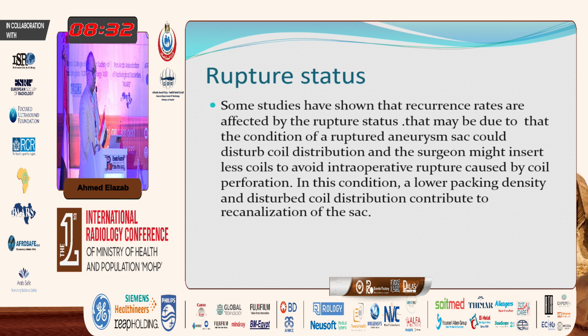First, the rupture status. Some studies show that the recurrence rate is affected by the rupture status. This may be because the ruptured aneurysm sac could have disturbed coil distribution, and the surgeon might insert fewer coils to avoid intraoperative rupture caused by coil perforation. In this condition, lower packing density and disturbed coil distribution will contribute to recanalization of the sac.